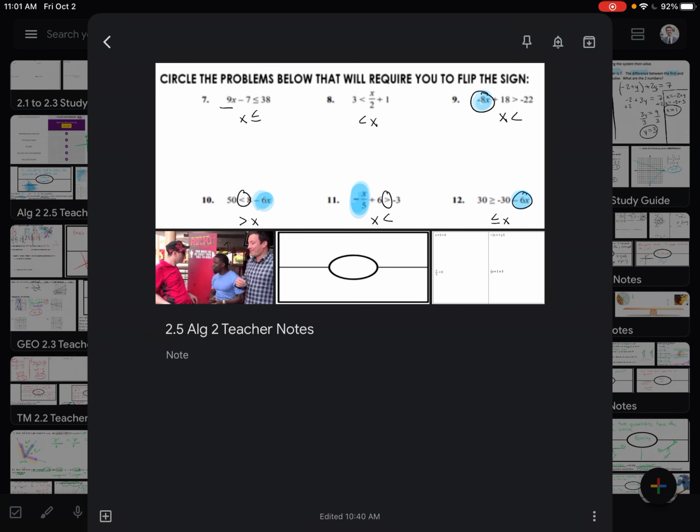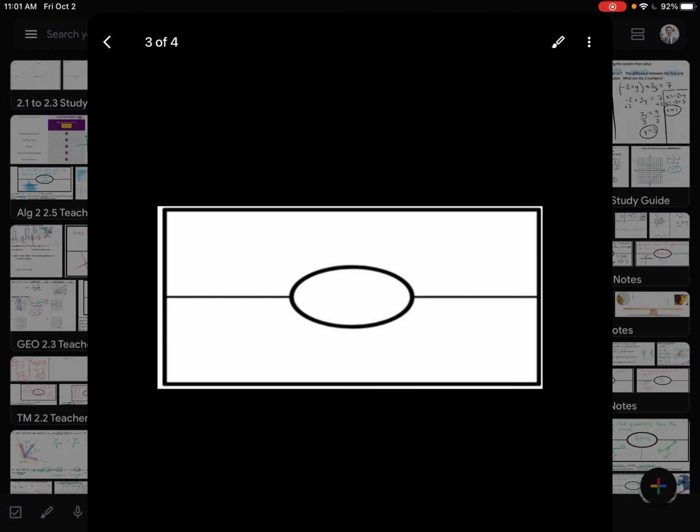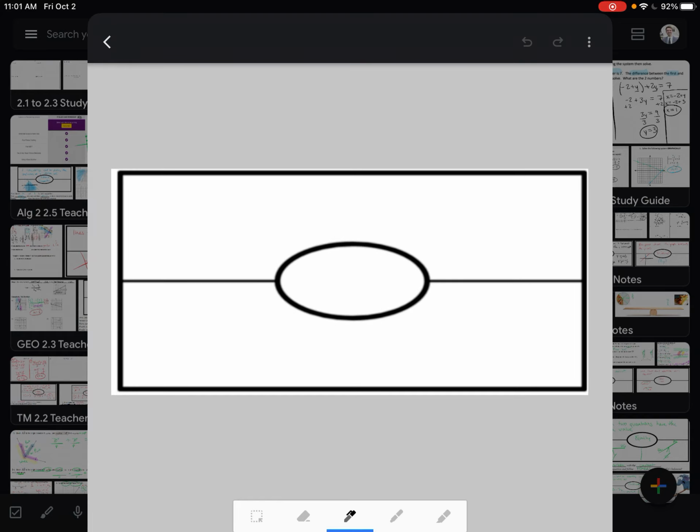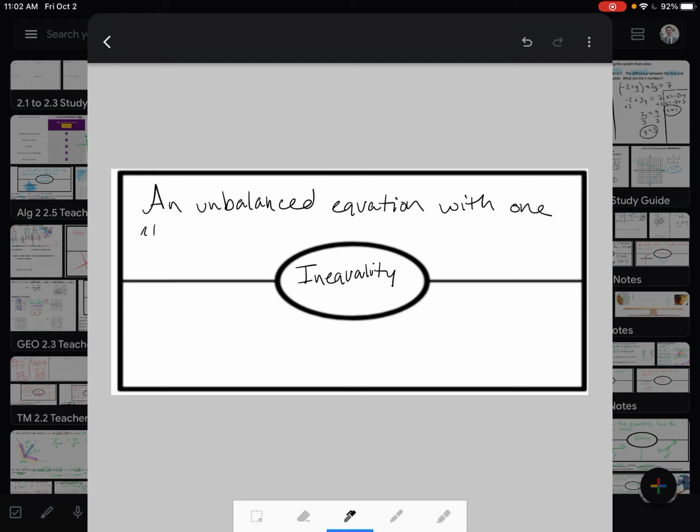All right, so a little bit of review out of the way there. Hopefully that review sounds familiar. I know it might have been a little bit, but that's the idea for today. A second skill that we have to keep in mind. So what is an inequality? That's our vocab word for today. It's an unbalanced equation with one heavier side.